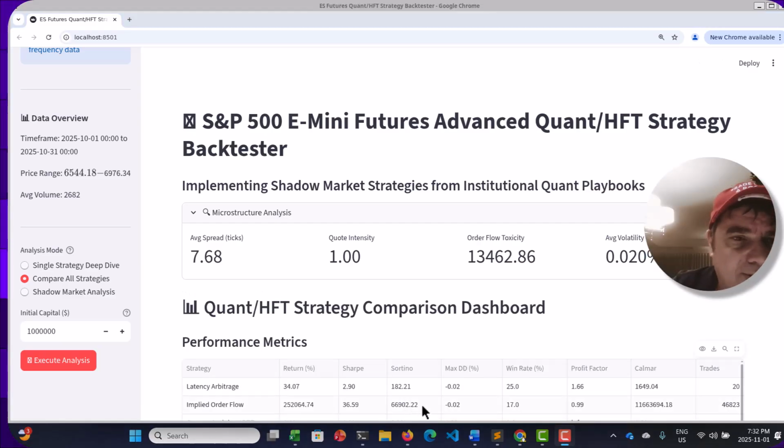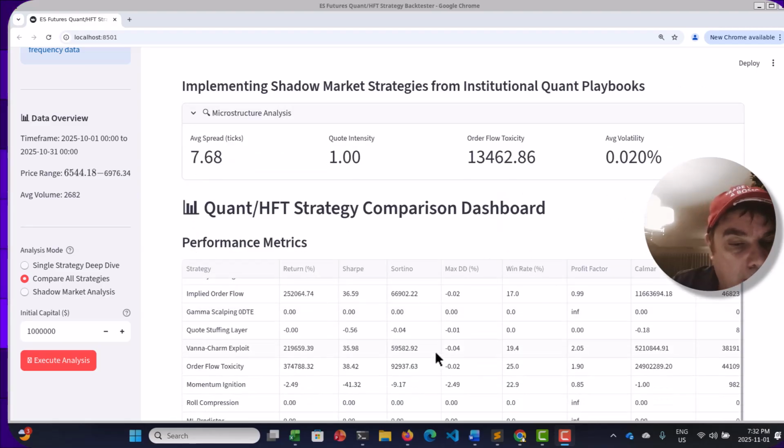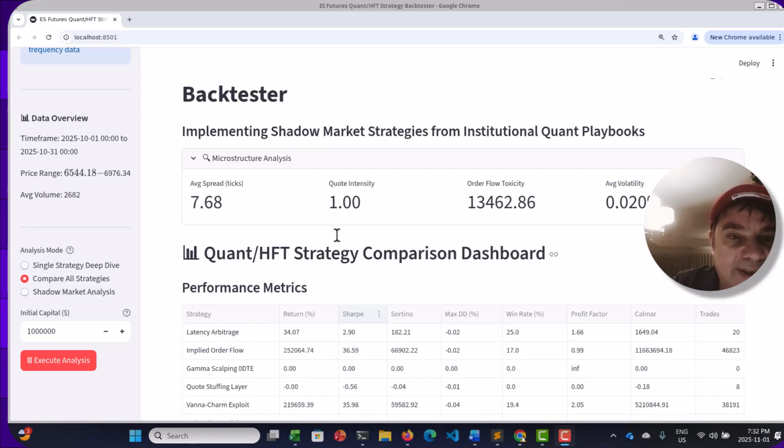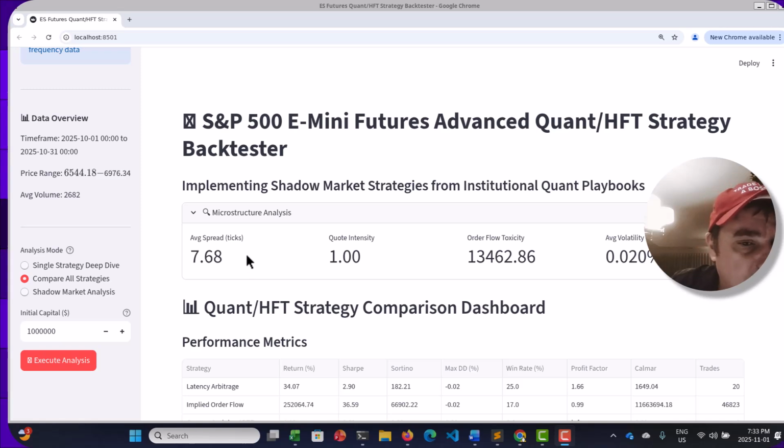Good day, everybody. Okay, so we have now run this so-called analysis on statistical synthetic data on the S&P E-mini, and these are the results of that analysis. So we're only looking at right now comparing all applicable strategies, and these are all right here, and there's so many of them. These are the stats I want to talk about when it came to high frequency trading. So this is the average spread among all the ticks, quote intensity, order flow and toxicity. I've talked about that in the past.